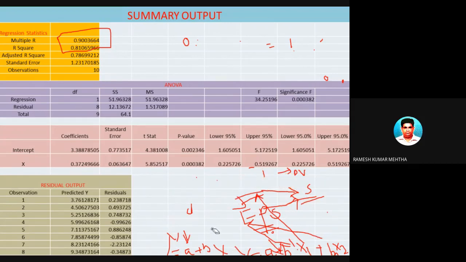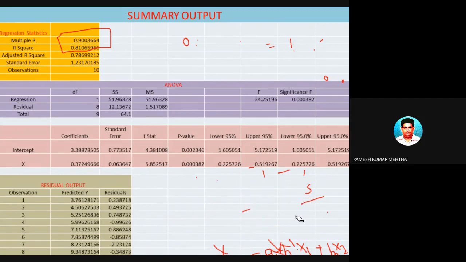Data can be collected and kept in Excel, and then you use the Excel data analysis tool, and you will get an equation y is equal to a plus b1 x1 plus b2 x2 plus b3 x3, and so on and so forth. So this is the way you can do it. Another example: I will add one more independent variable and see how the equation looks.